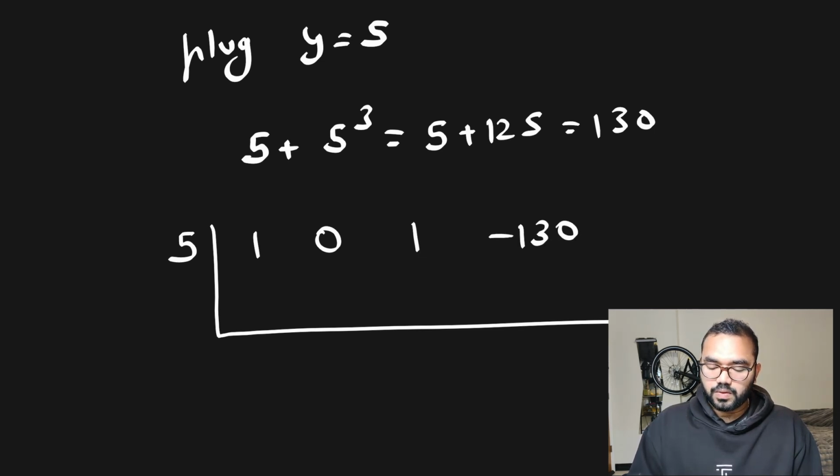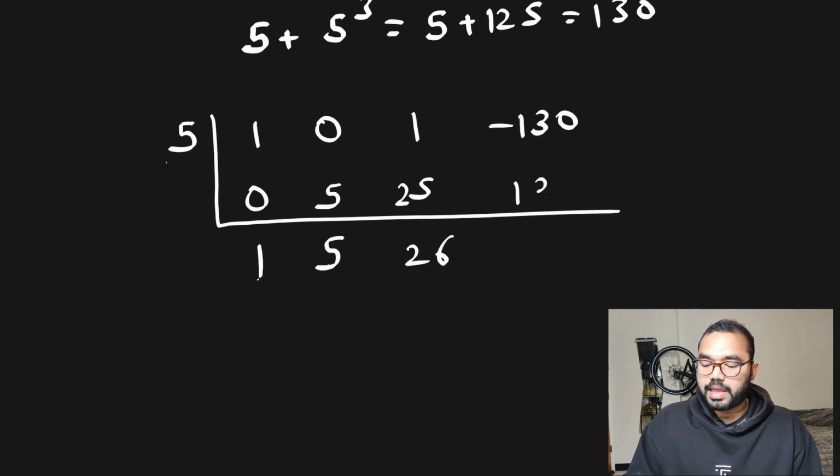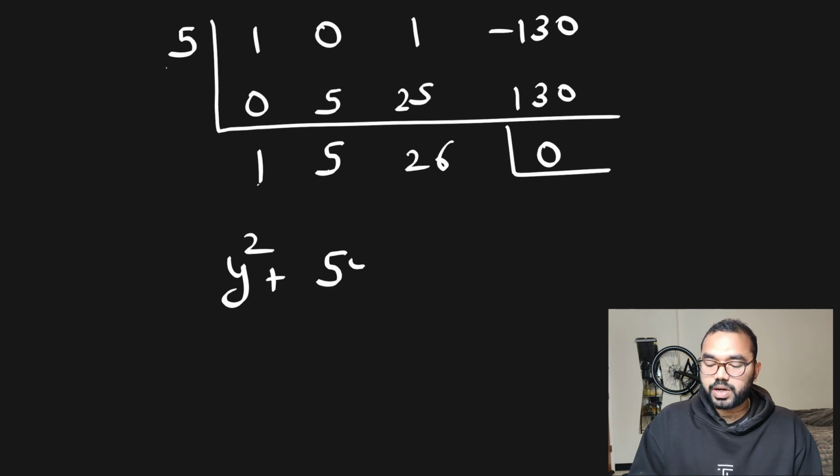Okay, now we plug in 5. 1 plus 0 is 1. 5 times 1 is 5. And 0 plus 5 is 5. 5 times 5 is 25. 25 plus 1 is 26. 5 times 26 is 130. And the remainder is 0. 130 minus 130 is 0. So the quadratic that we get is y squared plus 5y plus 26 is 0.